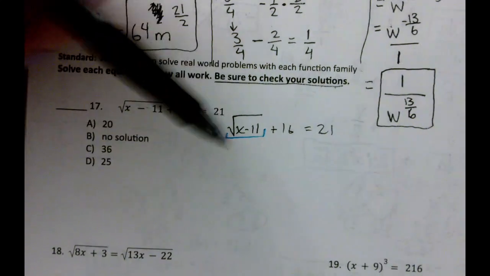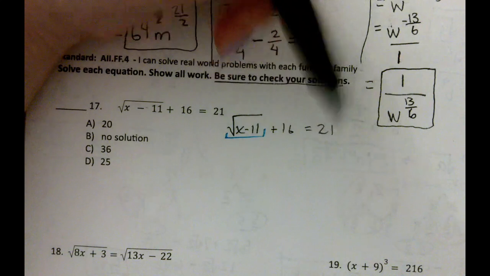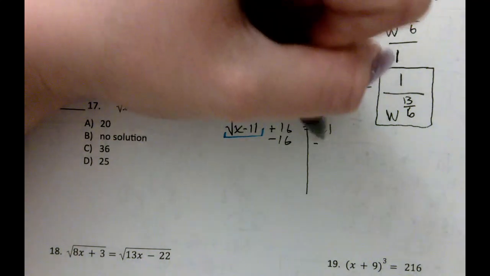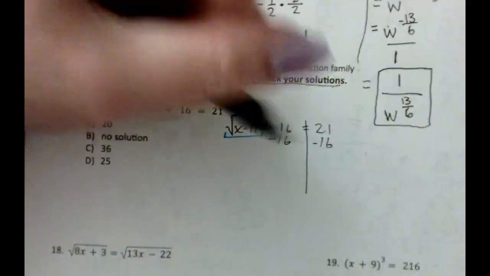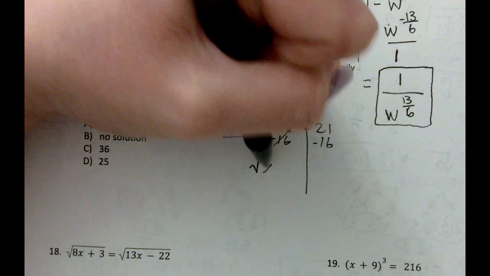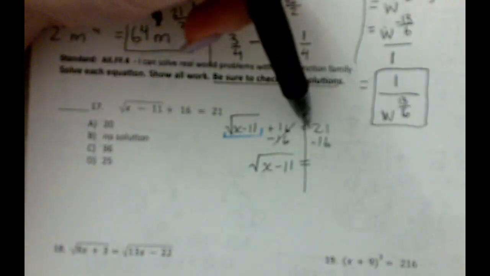Okay. We need to get this by itself first. So we need to move this 16 over here. That means we're going to subtract 16 on both sides, since it's positive. Those cancel. Now we're left with the square root of x minus 11 equals 21 minus 16, that's positive 5.